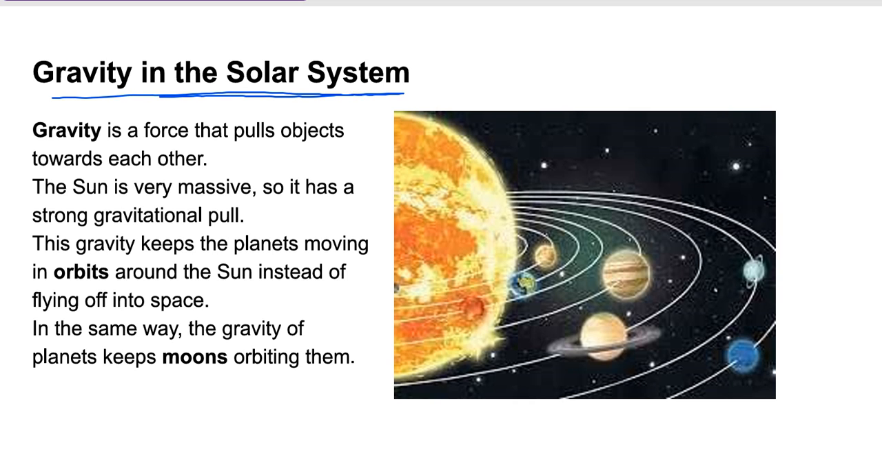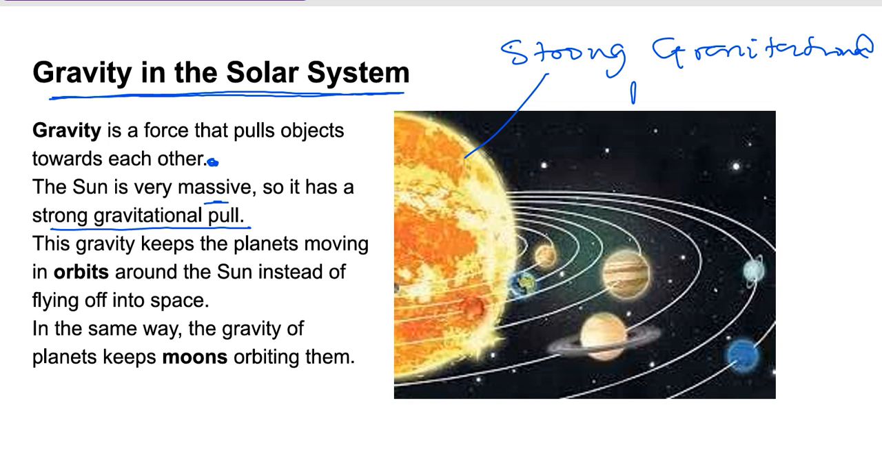Then next, gravity in the solar system. So what is gravity? Gravity is a force that pulls objects towards each other. There is a lot of gravity in the solar system. The sun is very massive, so it has a strong gravitational pull. This gravity keeps the planets moving in their orbits. It is the gravity from the sun that keeps all the planets in place and enables them to move on their orbit around the sun instead of flying into space.